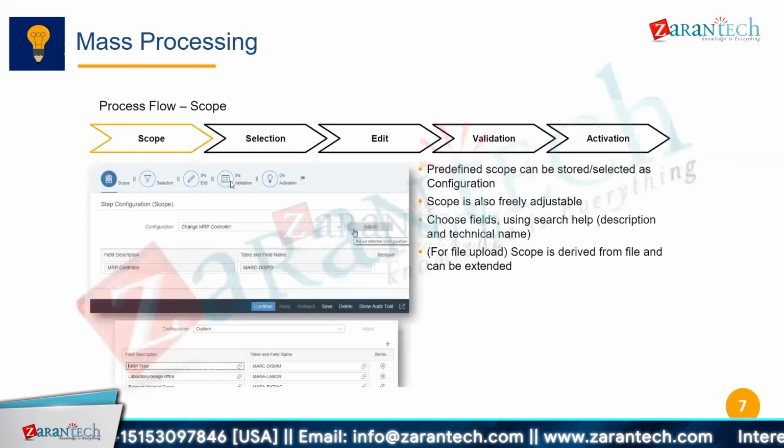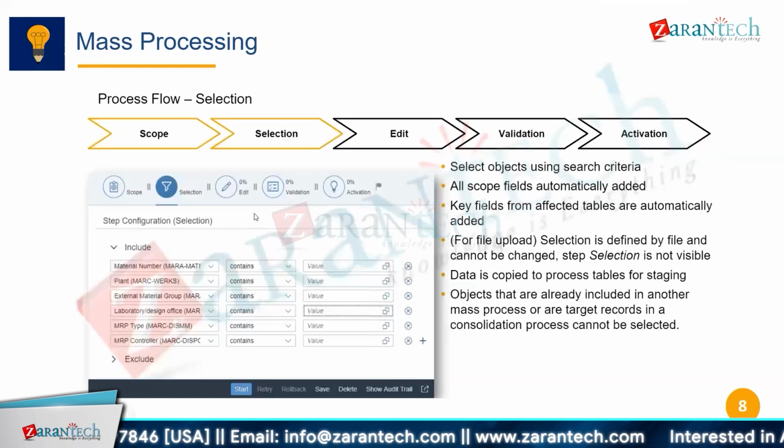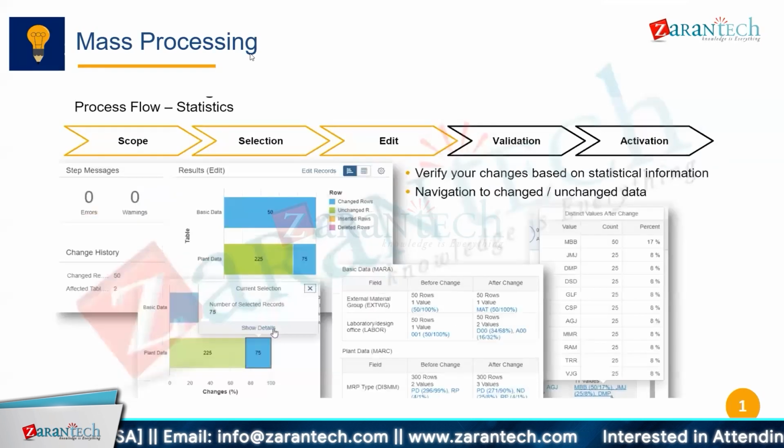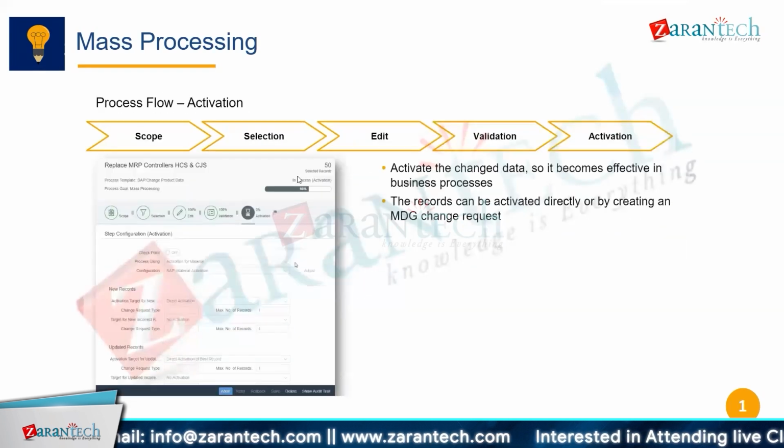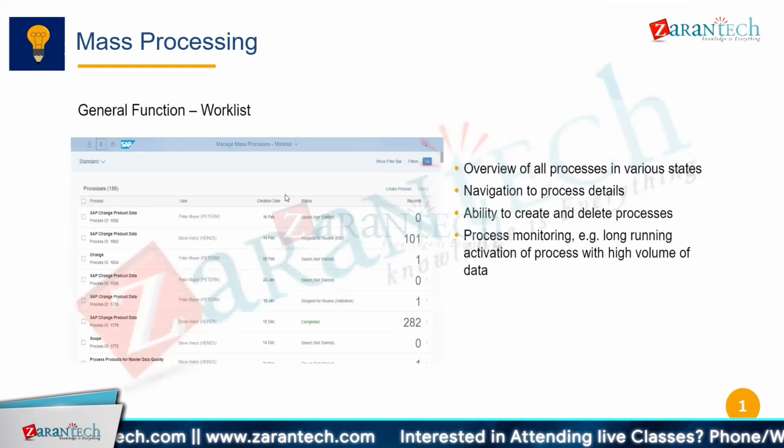Okay, you can see each and every screen, how it will look in the system. Validation and activation. Once it is activated, you can see this is 100% processed, and finally you can see the status. If it is saved and not started, it will look as saved. If it is stopped for review, it will show as stopped for review. If the process is completed, it will be shown as completed with records. And here you can see the process ID and the description.